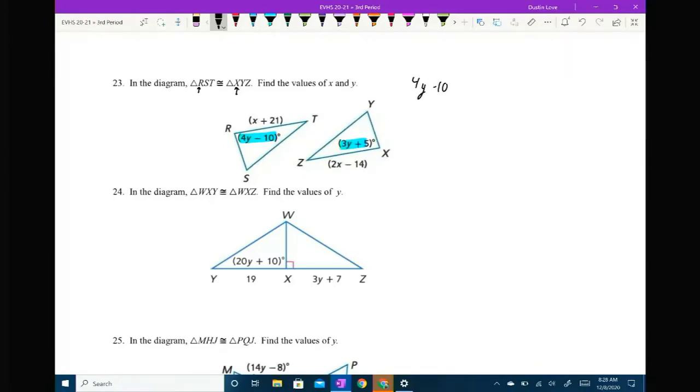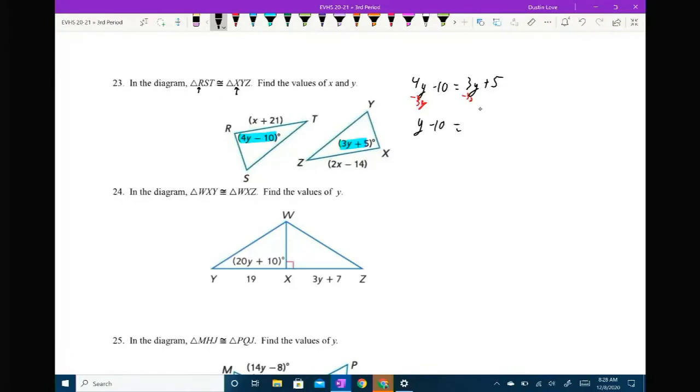4y minus 10 is equal to 3y plus 5. I'm going to subtract 3y on both sides. And that is going to give me, let me scoot this one down a little bit. I promise that says minus 3y.